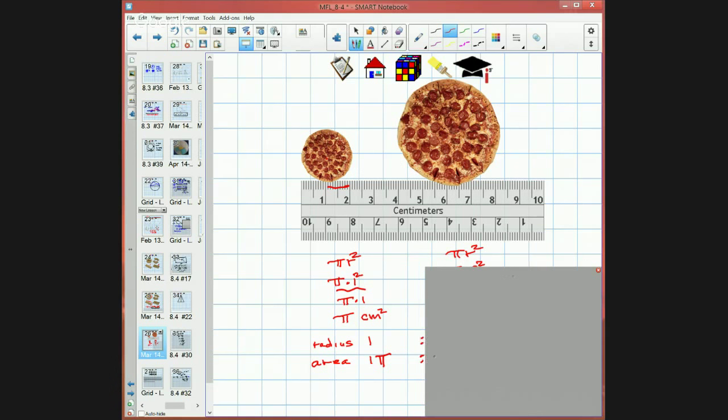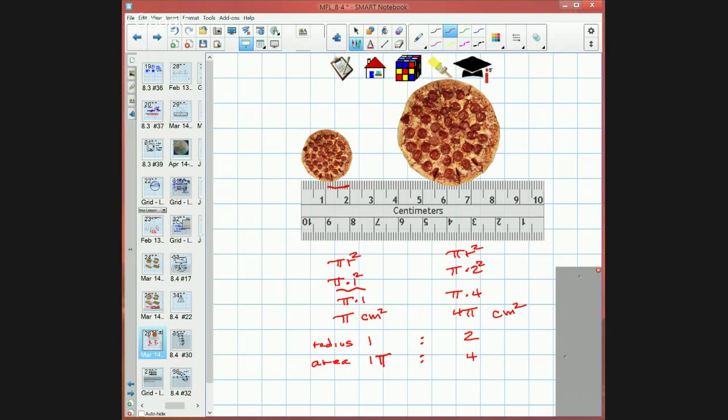Now what happens on the right? We've got twice the radius, right? The diameter is 4, so the radius is 2. What happens when you do pi times 2 squared? Pi times 4. So here we got an area of pi square centimeters. Here we got an area of 4 pi square centimeters. So what happened to the area? It quadrupled. So when the radii were in a ratio of 1 to 2, the areas were in a ratio of 1 to 4.